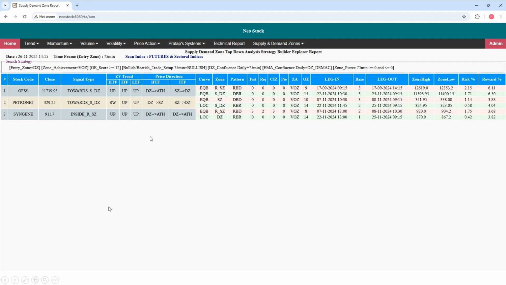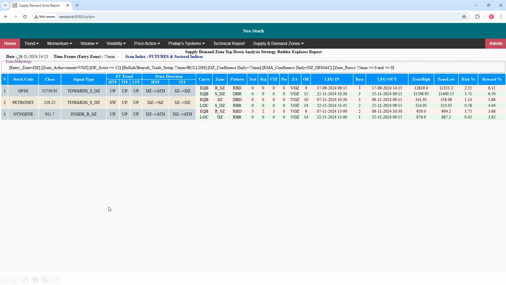Okay, let us verify our software properly did everything or not, especially zone confluence and EMA confluence. Okay, let's get into the OFSS. What is the entry zone? This is the entry zone and this is the target zone. But remember, target zone will be changing from time to time. Why will it change from time to time?